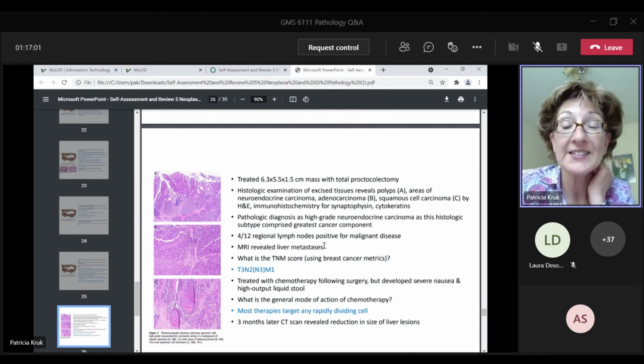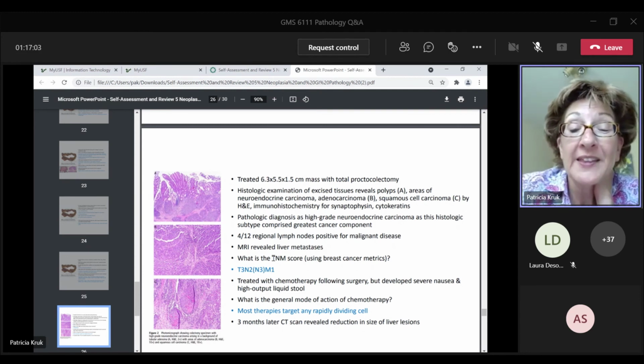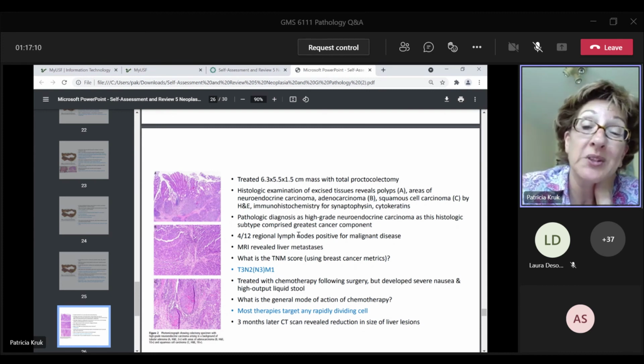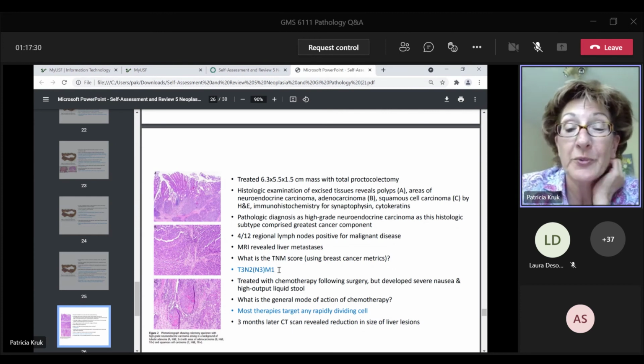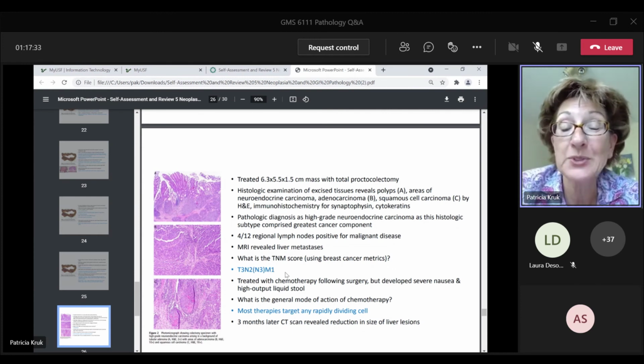and again, the MRI showed us that there were liver metastases. So if we try to apply that TNM score, well, the large size of this mass is in centimeters, so it's well beyond millimeters. So it's the T3, the largest size you can get without it adhering to other tissues. They didn't say how many lymph nodes were involved, so it's somewhere at an N2 or an N3, and because it had already shown metastatic spread to the liver, it's specifically scored as an M1. So I hope everyone's starting to understand this TNM scoring system.